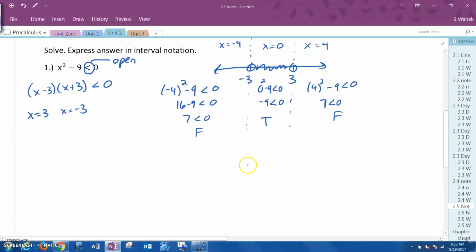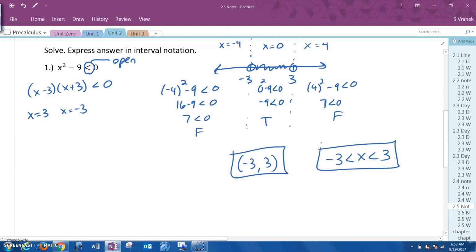So if I write my solution in interval notation, I would say negative 3 to 3 with no brackets. Or this is it in inequality notation. Okay? Now real quick, I want to show you this.